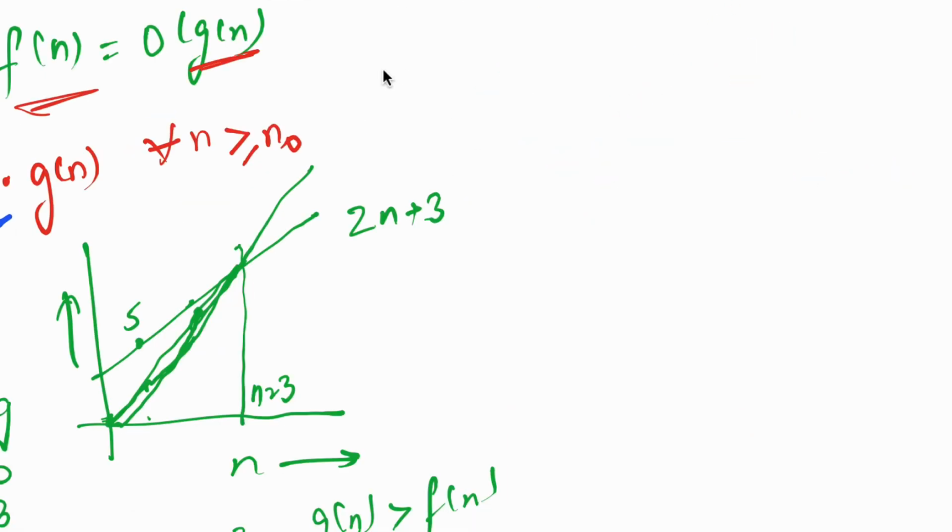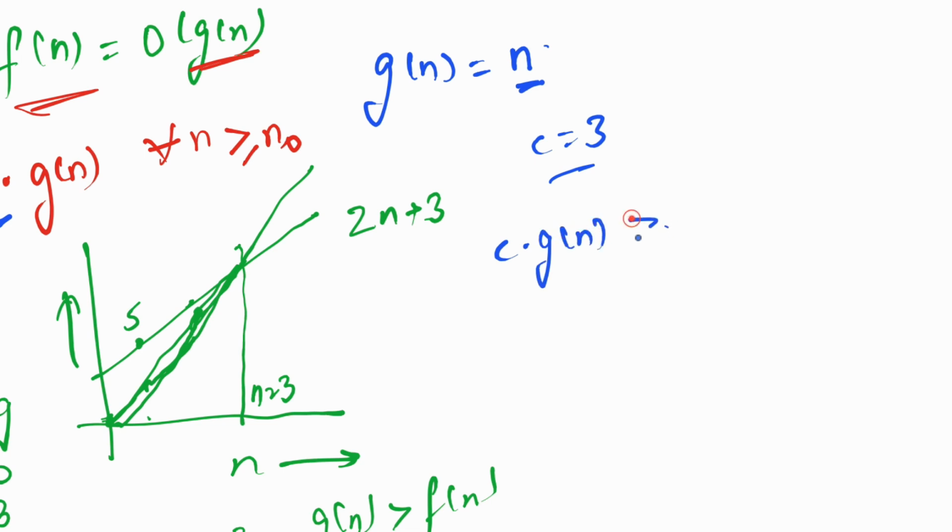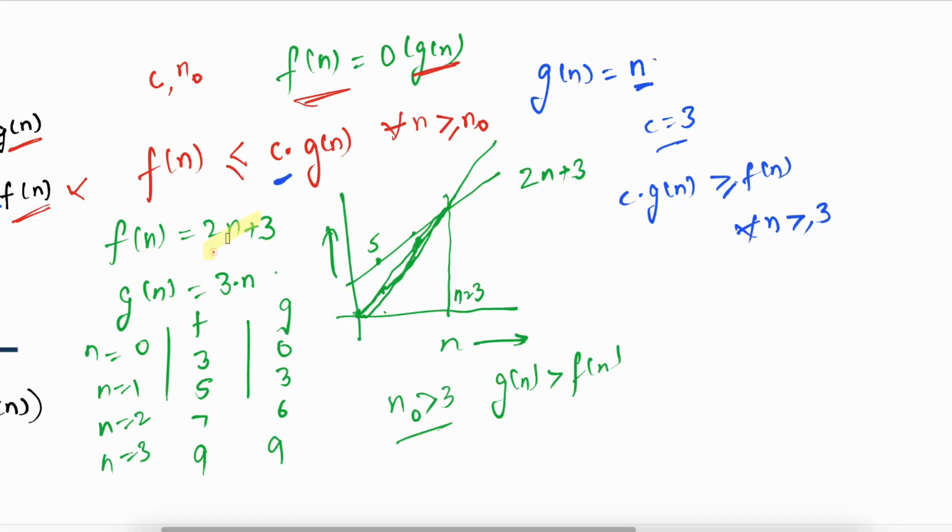Can we say that if g(n) is equal to n, then also f(n) will be big O of g(n)? Probably yes. Then the constant will be 3, and we know that for constant 3, c into g(n) will be greater than f(n) for all n greater than or equal to 3. So if f(n) is 2n plus 3 and g(n) is n, then we can say that f(n) is big O of g(n).